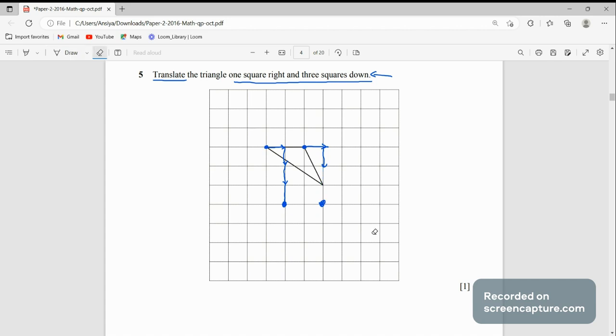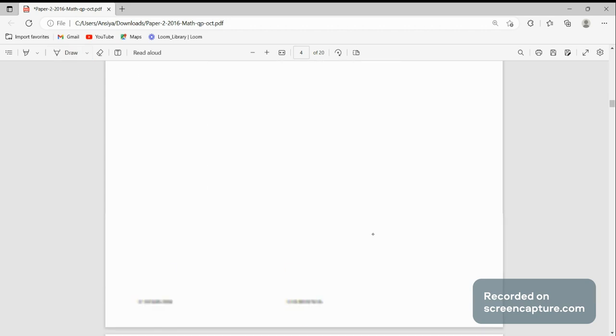Now, okay, actually that should not be there. It should be only the answer. Now where will this point be? One right and three down. One, two, three. So here. Then you have to use your scale to connect it properly. Sorry, this is not perfect. Try with your scale. So translation means moving one picture to another position. Remember, the size of the picture will not change in translation. Please remember that.